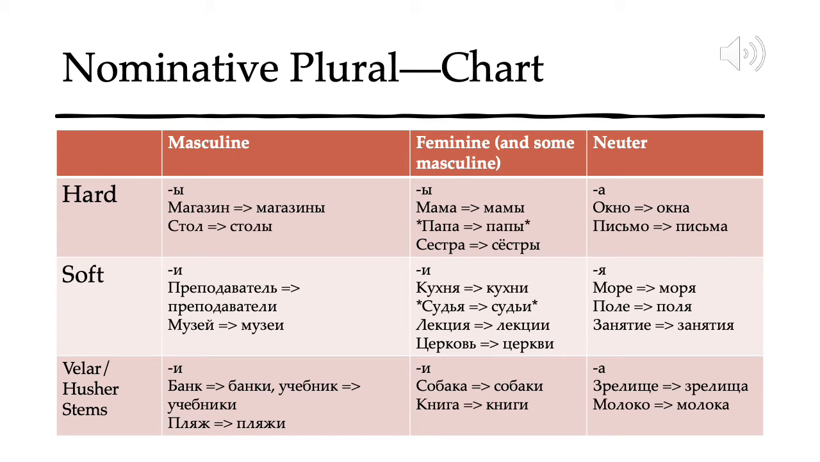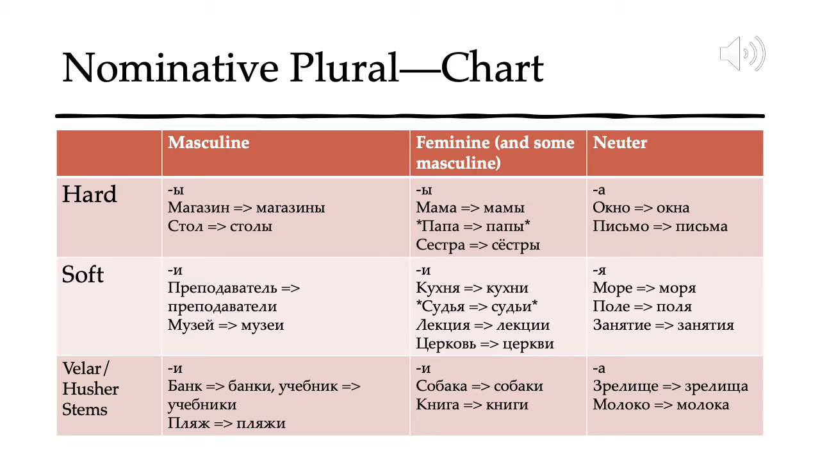And then we have velar and husher stem masculine nouns, and these are going to take e, the soft e, as well because of the 7-letter spelling rule. We can't write the hard y after velars and hushers, so we have to write the soft e. So bank becomes banki with a soft e, учебник, учебники with a soft e, пляж becomes пляжи. And you're going to hear a hard y because zh is always hard, but you're going to write a soft e.